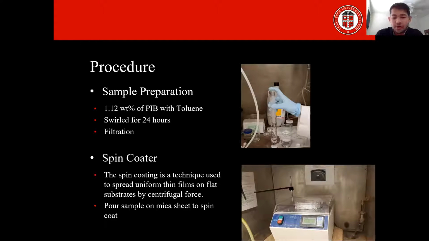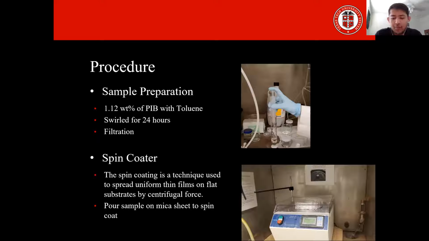After that, the spin coater. Spin coating is a technique used to spread uniform thin films on a flat substrate by centrifugal force. The solution of the material is dispensed onto the center of the wafer, which is rotated at a high speed. So firstly, we take a mica sheet and put it on the spin coater here, and drop 1 ml of sample, which rotates at a very high speed so that all the sample is spread equally across the mica sheet.